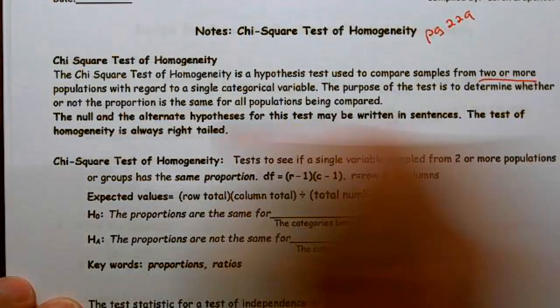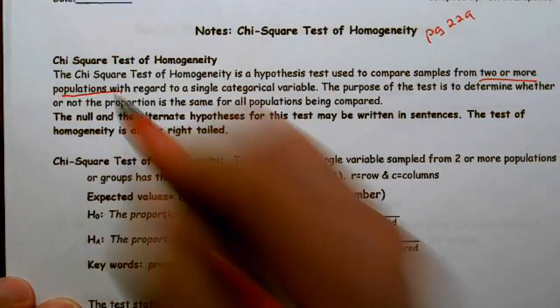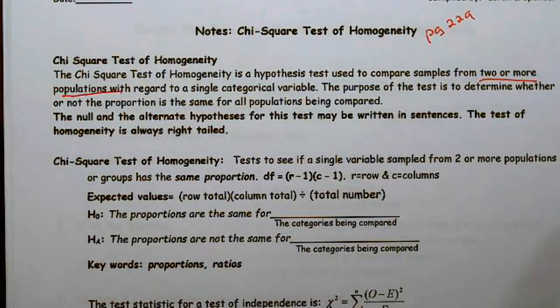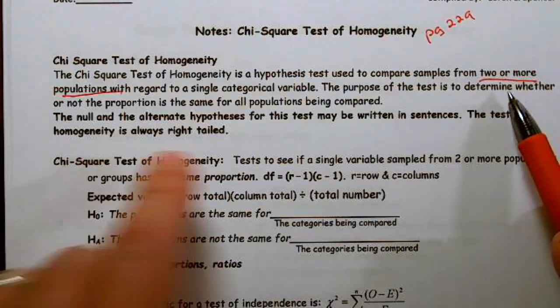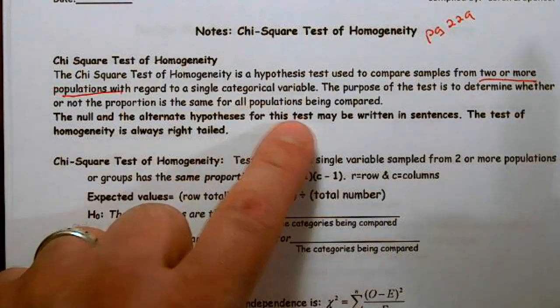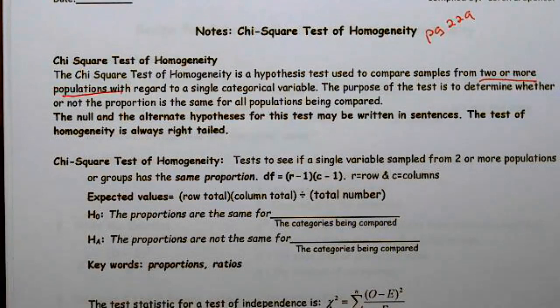This is the key difference from test of independence. A test of independence was two variables from a single population. Here we have two or more populations in regards to a single variable. So very, very close. And I have a definite bias against the chi-square test of homogeneity.